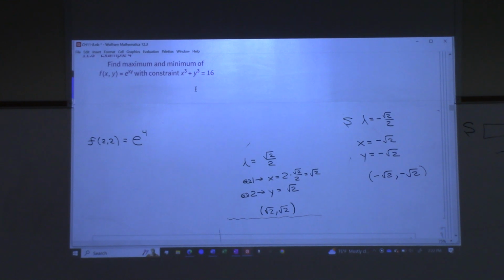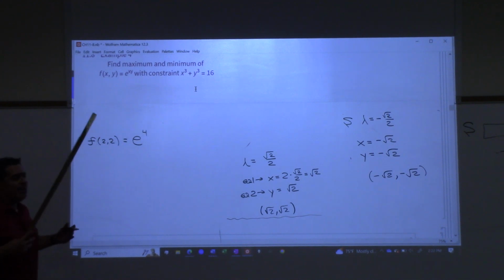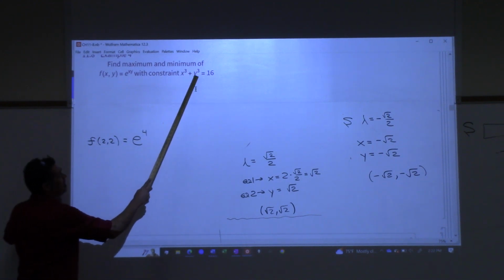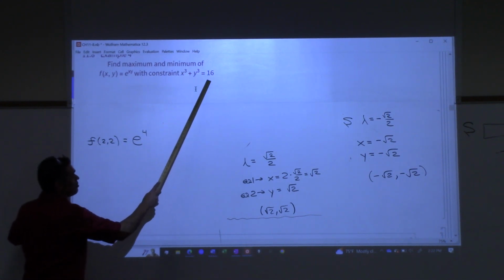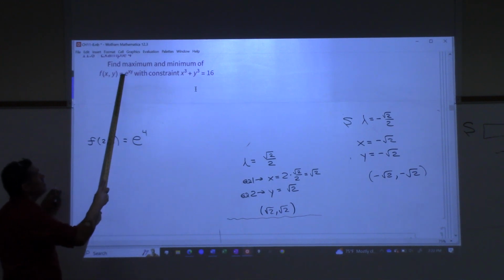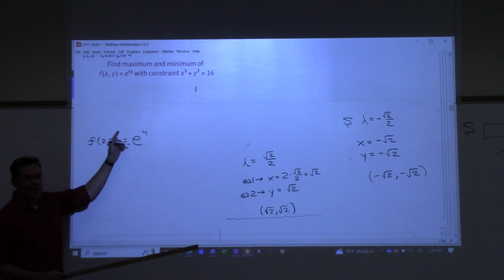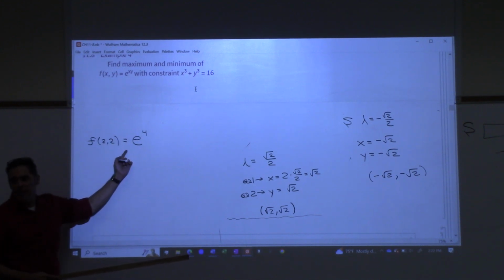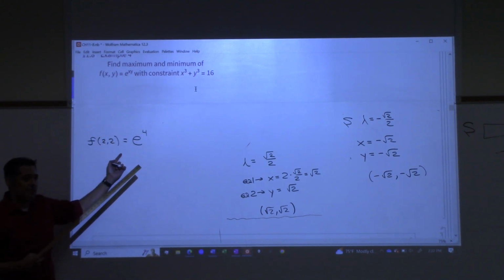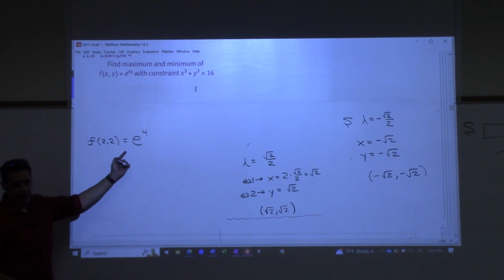Understand? So here's what you have to do. It's either a max or a min. So to determine which one it is, I can find any x, any y that make this constraint true, plug that into here and see if it's bigger or smaller than this. If it's bigger than this, then this has to be the minimum. If it's smaller, then this has to be the maximum. Because this is either a min or a max.